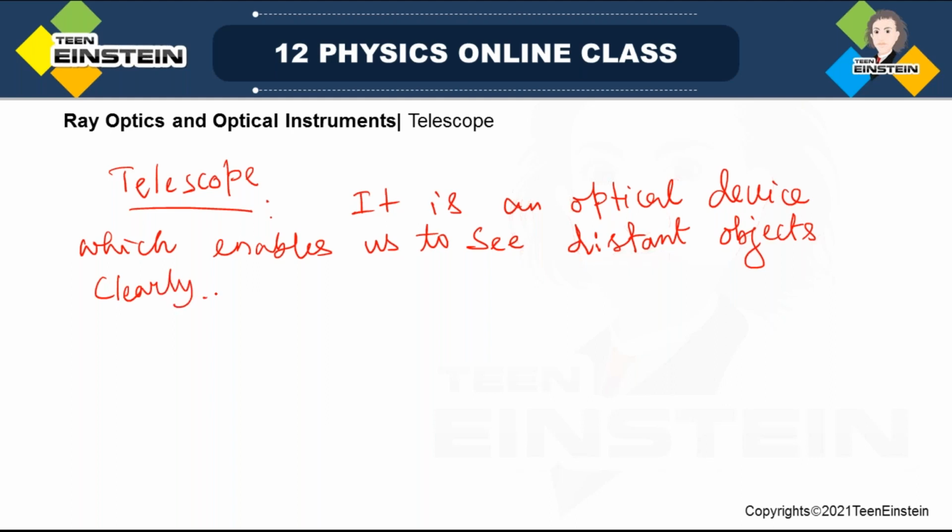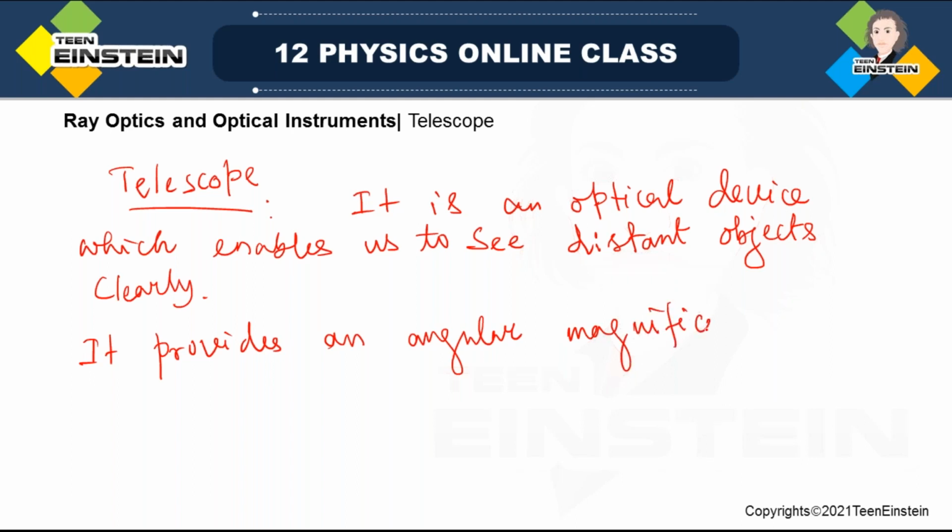Right here we can understand the use of a telescope. Generally it provides an angular magnification of the distant object. I'll tell you what angular magnification is and how we quantify the magnification for various telescopes.